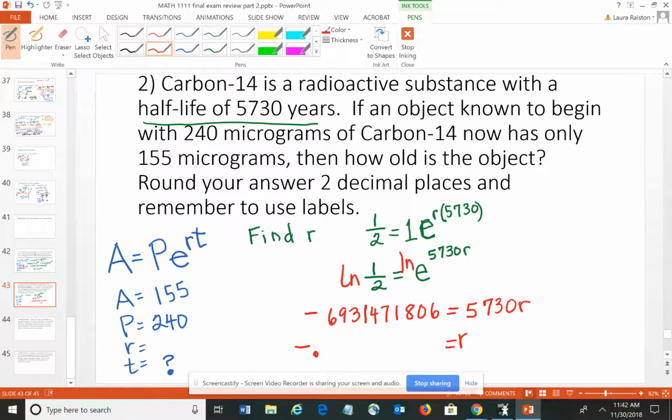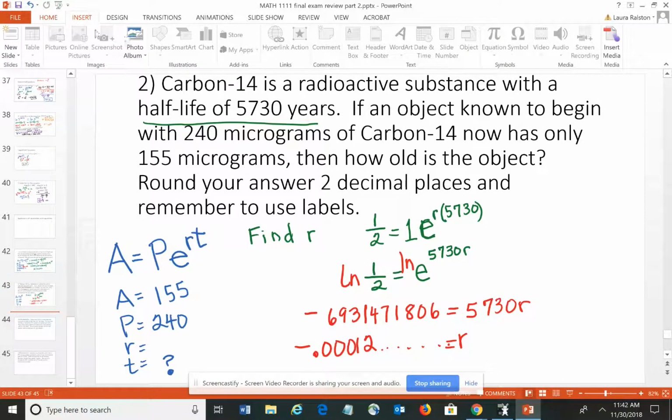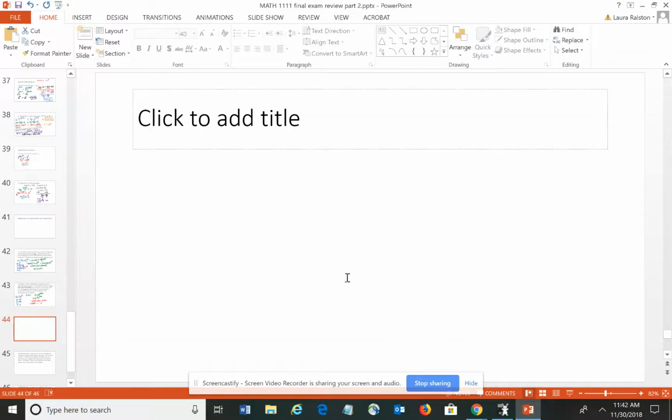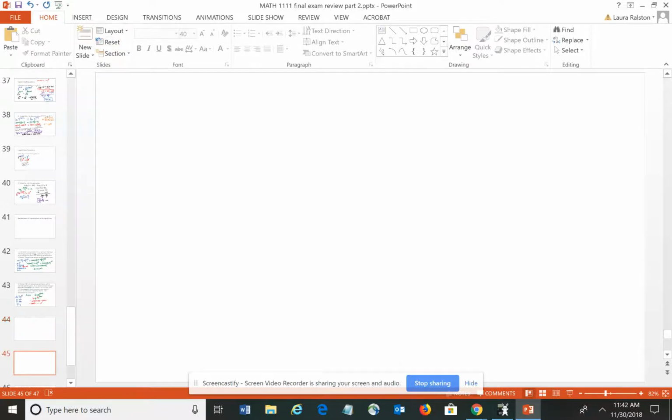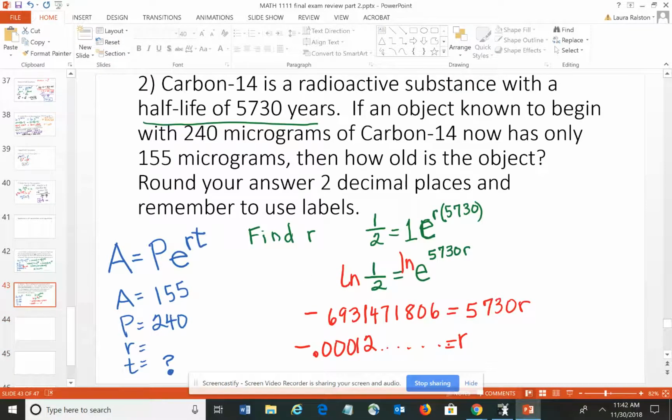So we actually have negative 0.00012, and it's this big long decimal. They really want us to carry the decimal out with us as we go so we can hang on to it. So there's R. Once we've found R, I need a new slide so I have some room, because we're going to take these numbers and plug in using that R value.